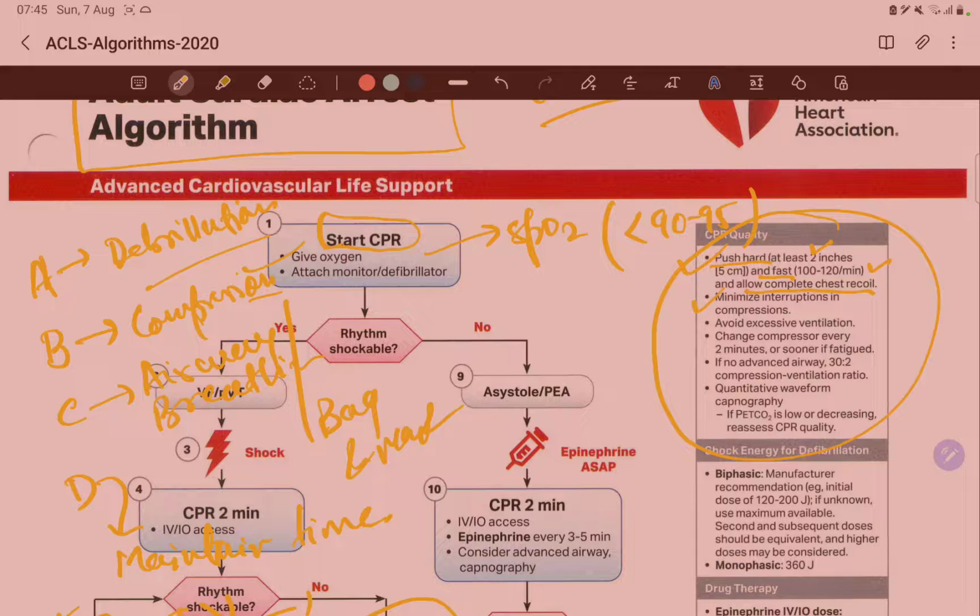Minimum interruption in compression. I told you that if you are monitoring or giving defibrillation, we should always do it within 10 seconds, not 10 minutes, 10 seconds. Less than 10 seconds. So interruption should always be less than 10 seconds. Now avoid excessive ventilation, because it may cause an increase in the intrathoracic pressure, and it may cause gastric insufflation. So there are many demerits of excessive ventilation.